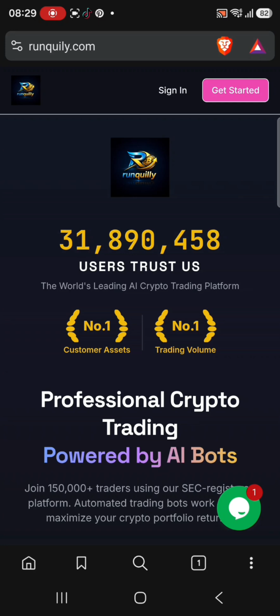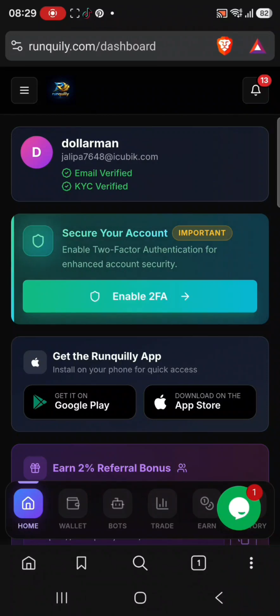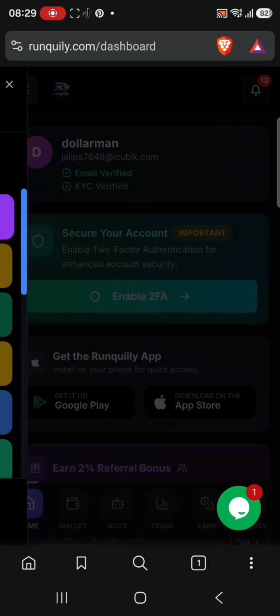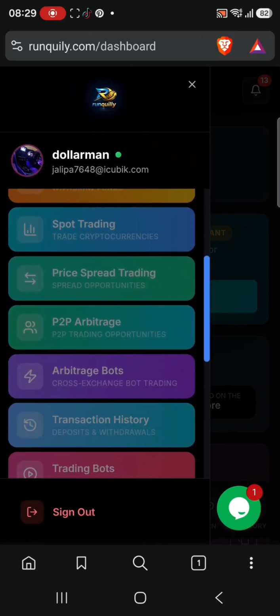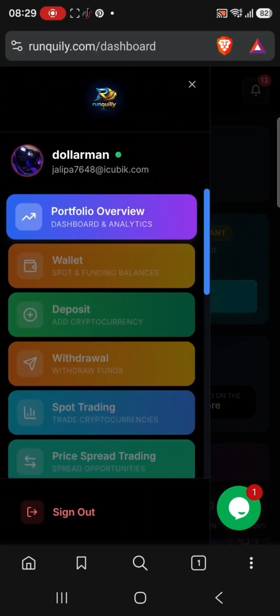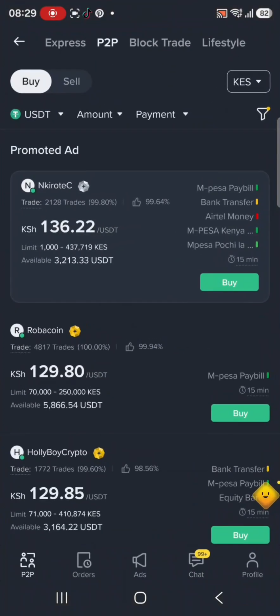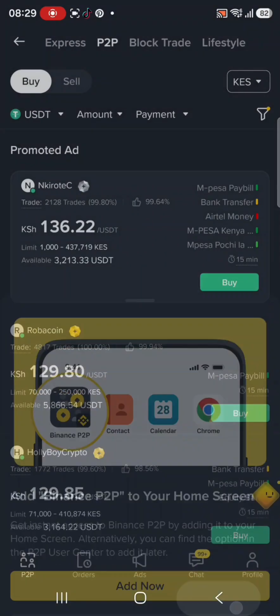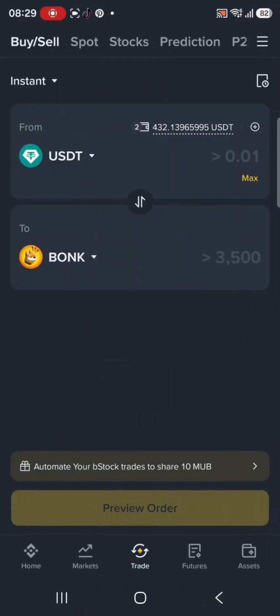this Runquilly app. This will help you get arbitrage opportunities, and also you can as well get free trading bots. So after downloading the app, make sure you deposit, and you use your external wallet to deposit. That can be Binance, Bybit, or OKX. As I said, there are so many of them.